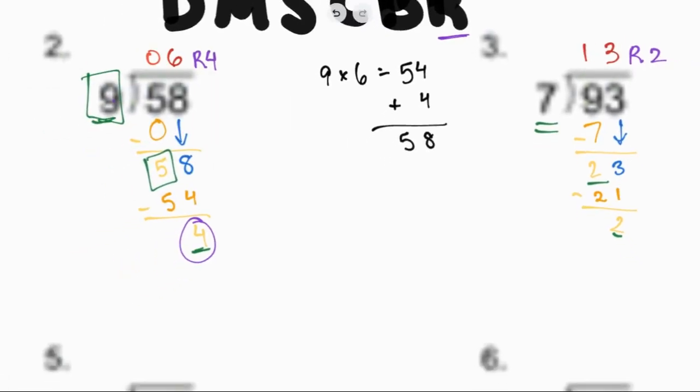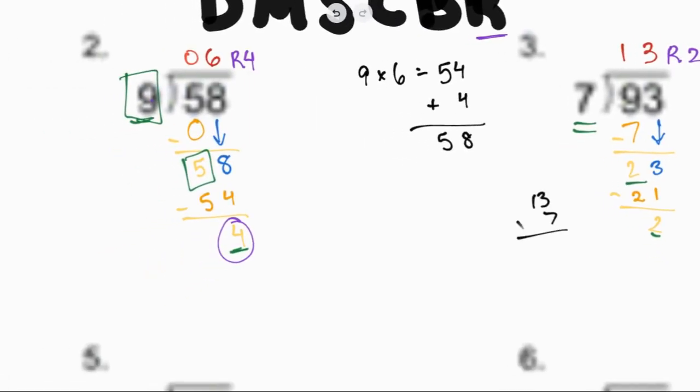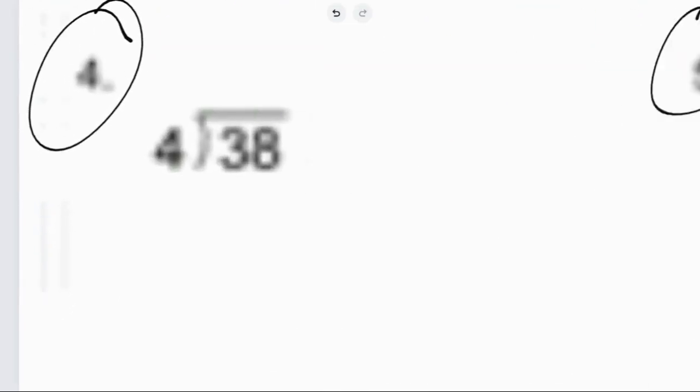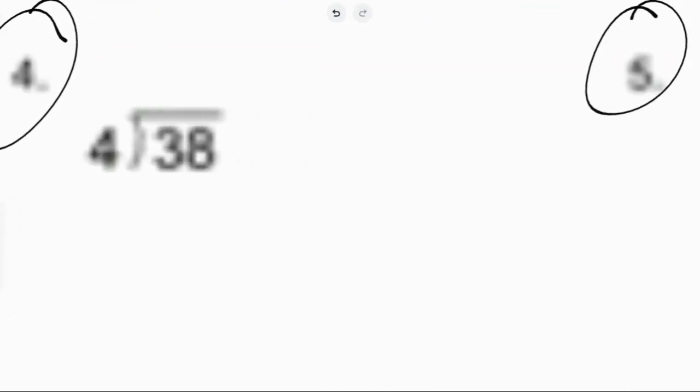We're going to check on the side. 13 times 7. 7 times 1 is 7, plus 2 is 9. So now we're going to add our remainder to get 93. And that's our original dividend. So see if you can do the next few problems on your own, and then we're going to go over it in just a second. See if you can do 4, 5, and 6. Pause the video now if you haven't.